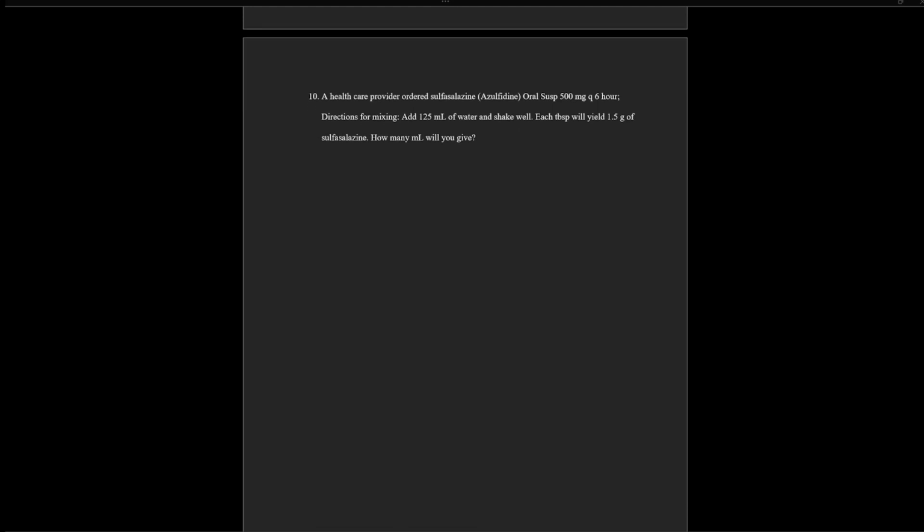All right. Question 10. Healthcare provider orders sulfasalazine. Very exciting word. Oral suspension, 500 milligrams every 6 hours. Directions: add 125 milliliters of water and shake well. Each tablespoon will yield 1.5 grams. How many mils will you give?